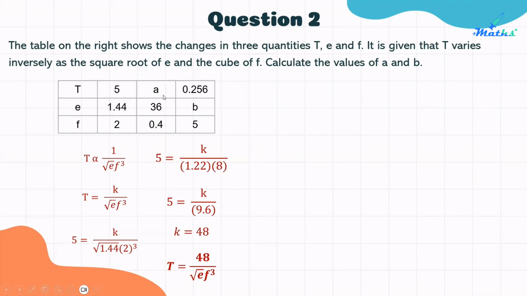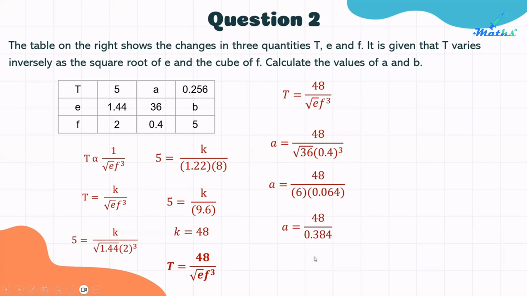Value of A equal to T. So our T will be replaced by A. So use this equation. So our A will equal to 48 and our E have 36 and our F have 0.4. So solve it and our A will become 125.